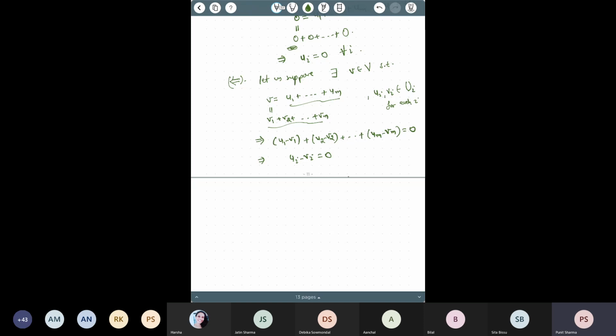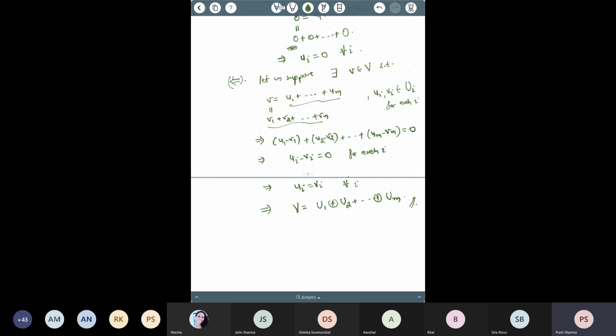So ui minus vi is 0 for each i, but this implies that ui is equal to vi for all i, and therefore you can say that every vector has a unique representation when you write this as a sum of vectors. So this is a contradiction, and therefore you can say that v is a direct sum.